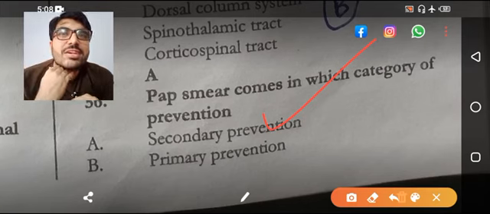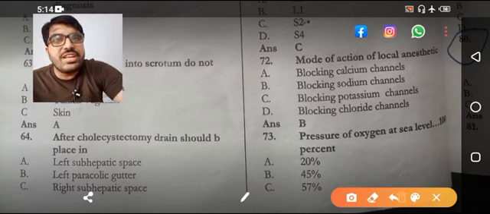Coming next, mode of action of local anesthetic, blocking of sodium channel. Pressure of oxygen at sea level. Now I will clear this MCQ. At sea level, the total pressure is 730, and the oxygen concentration is 21%. So 21% of 730 means 21 divided by 100 into 730. So divide this by this, and 2.1 into 73. Do this multiplication. Whatever the answer comes, that will be the right answer in the exam.